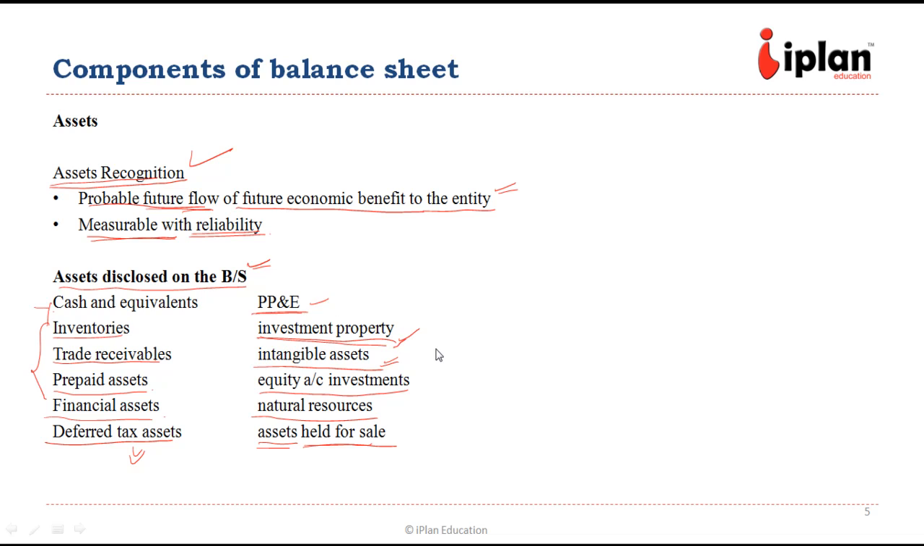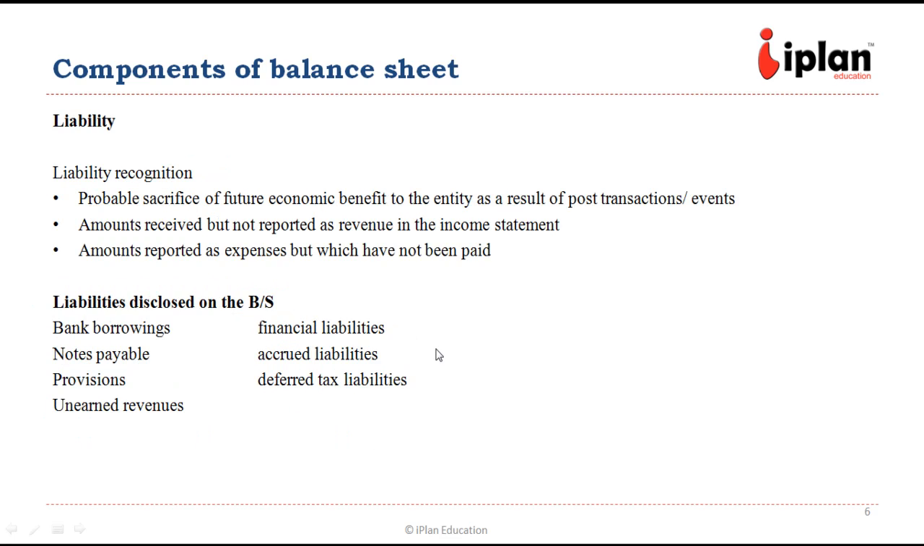Now let us look at the liability. The liability signifies probable sacrifice of future economic benefit to the entity as a result of past transaction or event. For example, if there was a bonds issued by the company in past, then the company has to pay interest and it has to return the principal in the end. We are sacrificing the future economic benefit to the entity. That is why it is a liability.